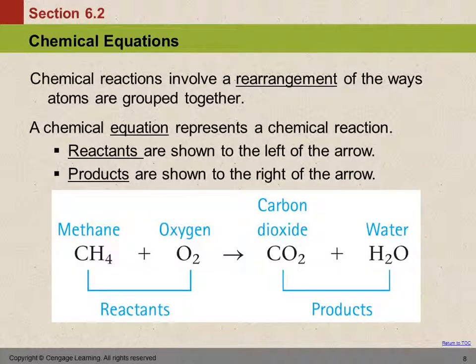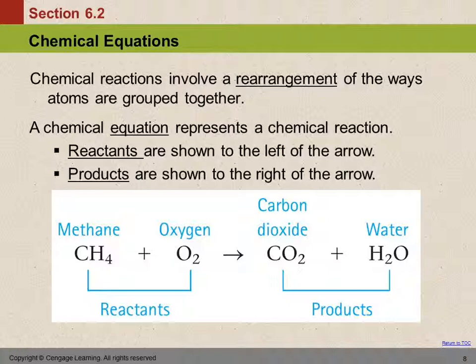So a chemical reaction involves a rearrangement of the way that atoms are grouped together. A substance is being destroyed, but the atoms that form the substance are not being destroyed. They're just being rearranged. And we use a chemical equation to represent a chemical reaction, just like we use equations in math to represent something that's happening.